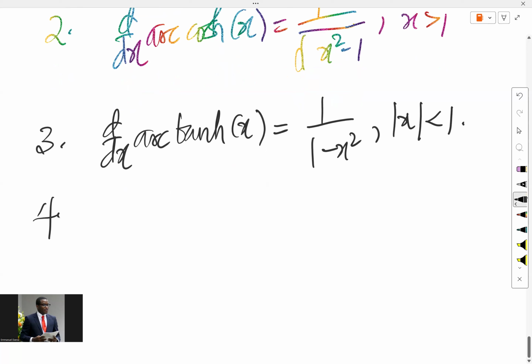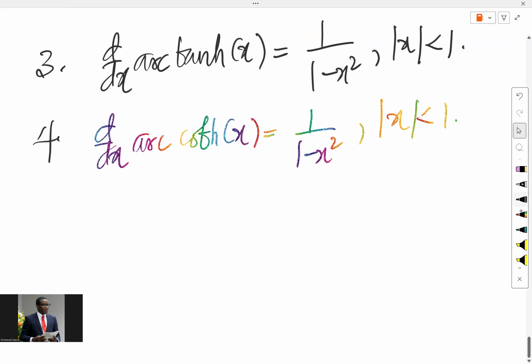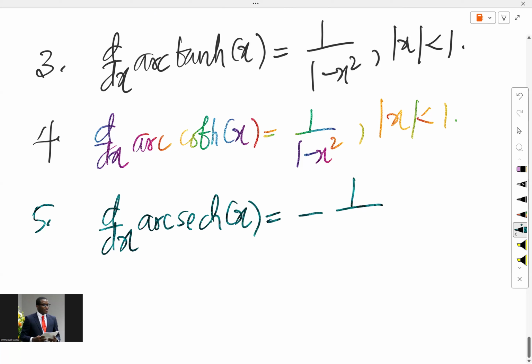And number 4, we have d/dx of arccoth of x. And that is the same, 1 over 1 minus x squared with the same condition. x lies between minus 1 and 1. Then we have number 5, that's d/dx of arcsech of x. And that is minus 1 over x root 1 minus x squared. And that is 0 less than x less than or equal to 1, like that.